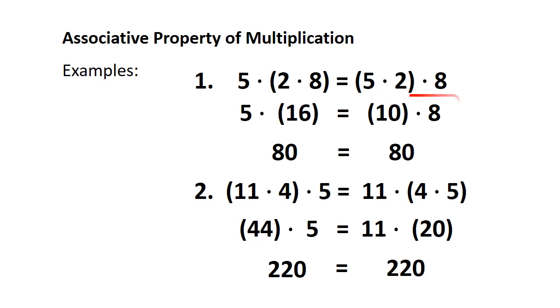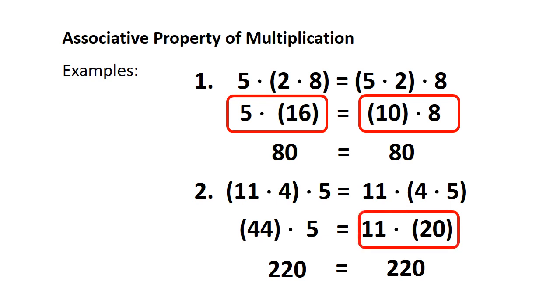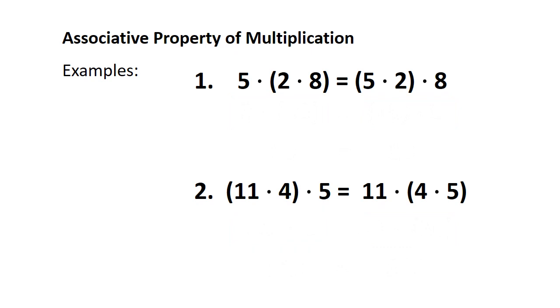Observe that in number 1, it is easier to multiply 10 and 8 than 5 and 16. And in number 2, the product of 11 and 20 is easier to get than the product of 44 and 5. Thus, by grouping, it makes calculations of multiplication easier and faster. By grouping, we can create small components to solve, which makes calculations of addition or multiplication easier and faster.